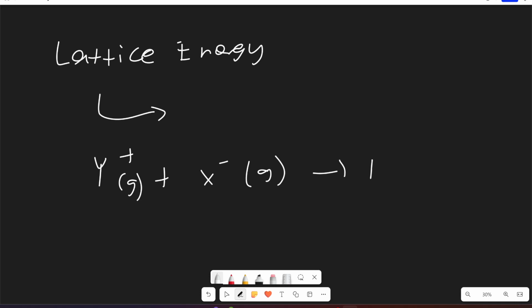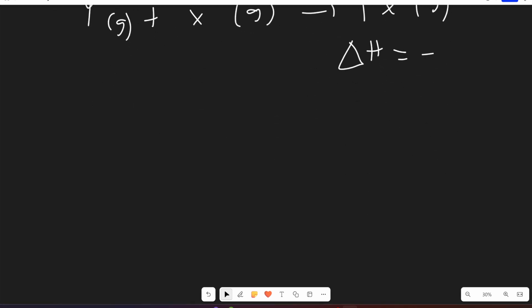That's going to go to YX, and I'll say this is a solid. This process of going from a gas to a solid is an exothermic process, meaning that energy is released. So the delta H for this reaction is going to be negative, because energy is being released.